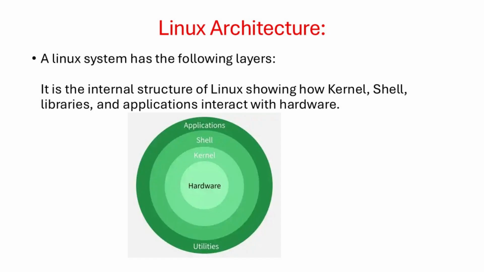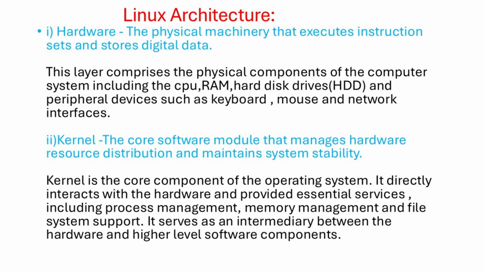In the Linux architecture, we have the following layers: hardware, kernel, shell, applications. We have four layers in the Linux architecture. First we learn about the hardware, the physical machinery that executes instruction sets and stores digital data. Hardware comprises the physical components of the computer system: CPU, RAM, keyboard, mouse, network interfaces, all are hardware.